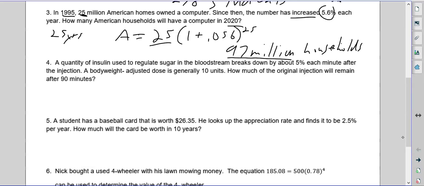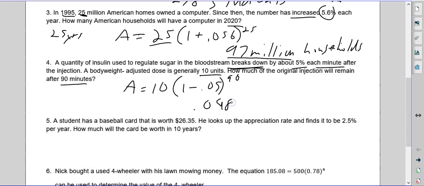Number 4, insulin used to regulate sugar in the bloodstream breaks down. Okay, that means decreasing, decay, about 5%, 0.05, each minute after injection. So we have to pay attention to that because it tells us later 90 minutes. So one dose is 10 units. That's our starting point. So we're starting with 10 units. It is decreasing 5% over 90 minutes. And that gives us 0.098. That's how much will be left.